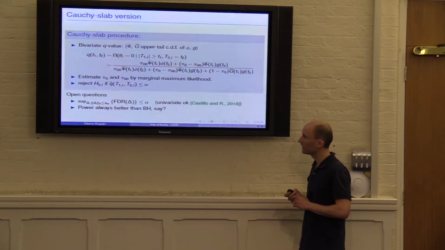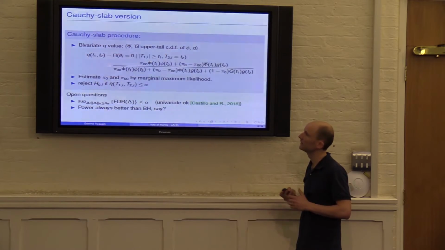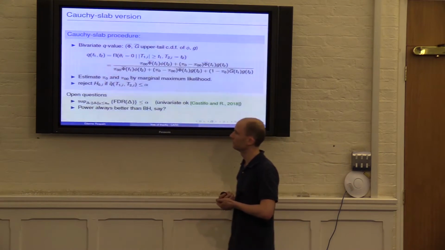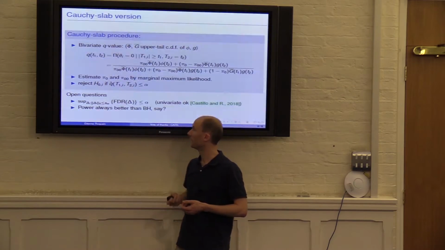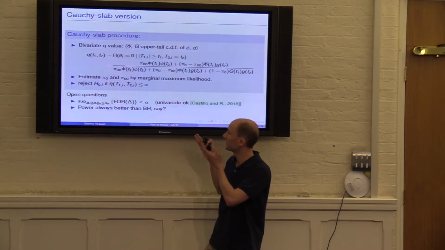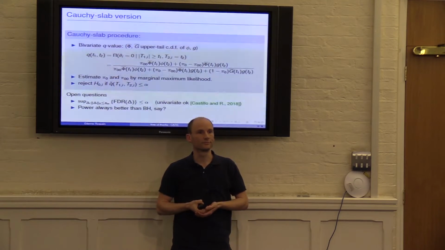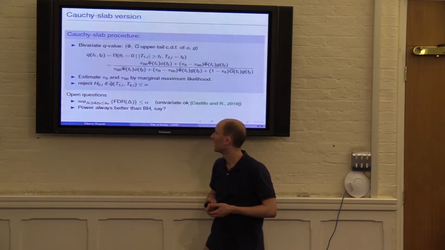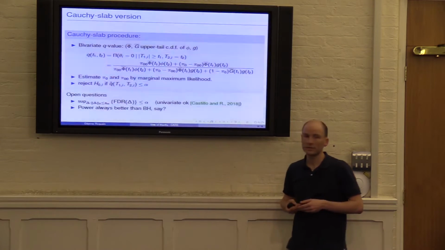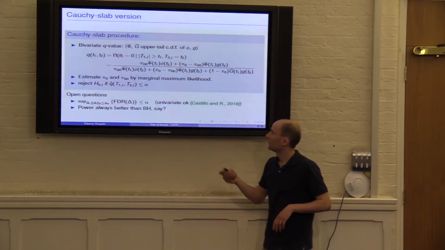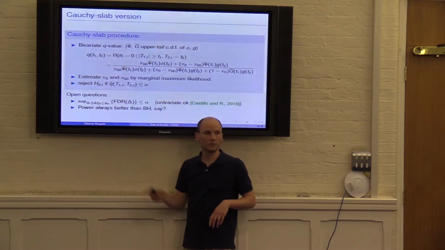Okay, so my questions today are, if you do that, can we recover this Cauchy-slab Carr's version? Can it recover the uniform FDR control under sparsity? And can we show that the power is always better than BH? So for the first question, I have some hope that this is true.